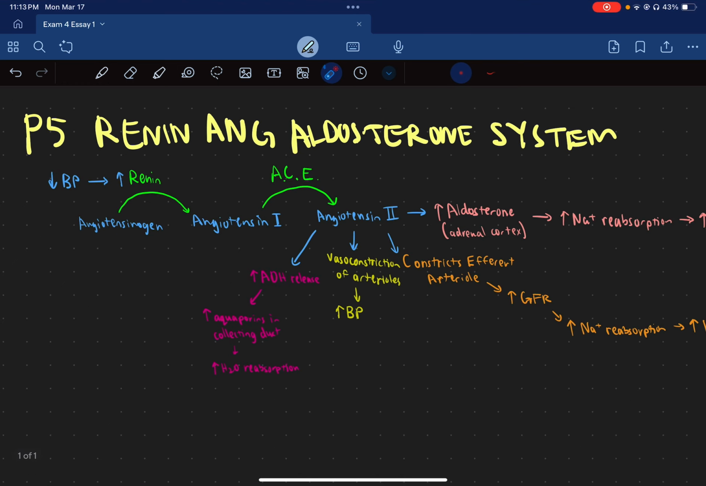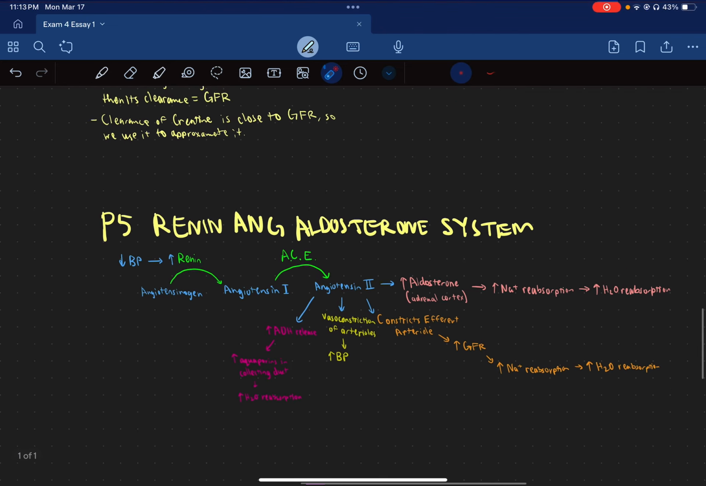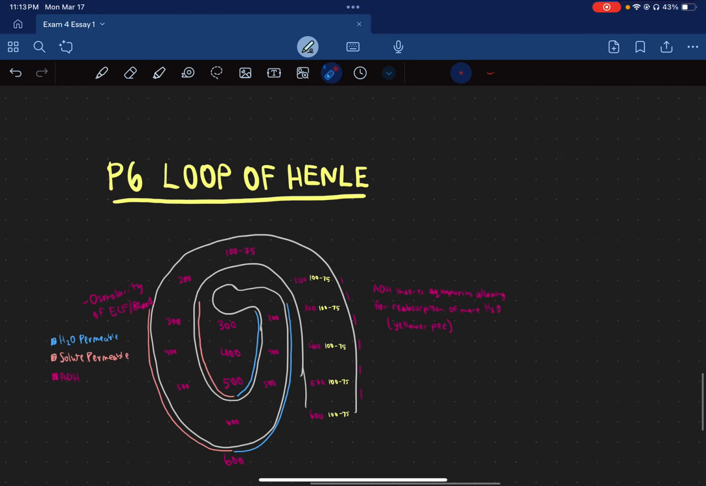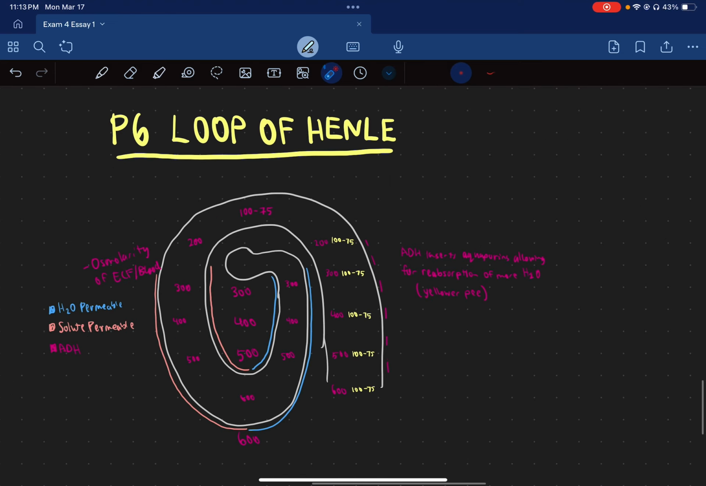And Ang2 is going to increase ADH release. ADH is going to increase the amount of aquaporins in the collecting duct, which will allow for more water reabsorption, which means water will be retained more. And we're going to talk about that in just a second here, the loop of Henle.